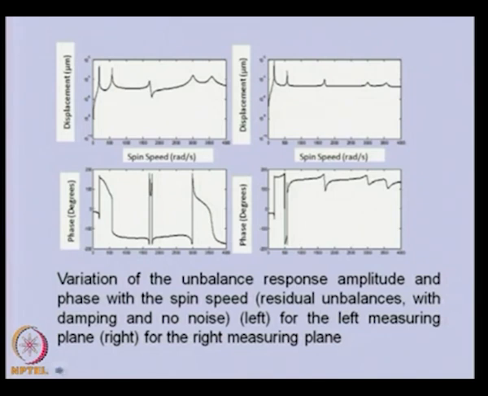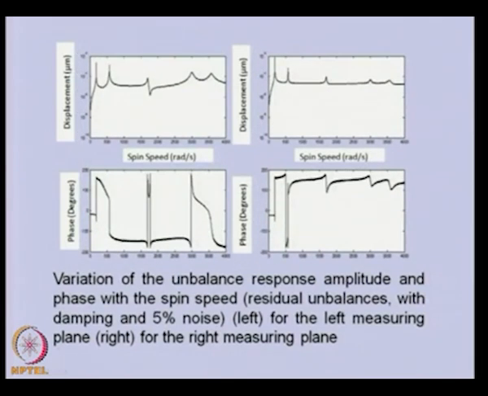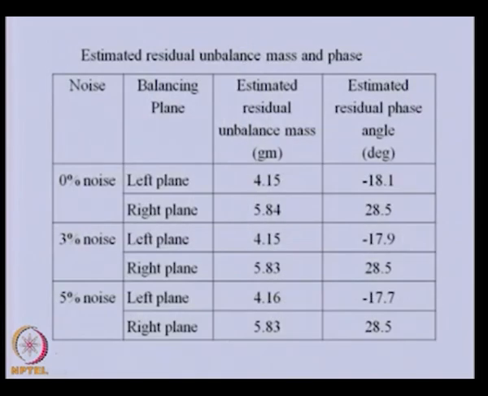So, here there is no damping, and damping is there, but no noise is there. This is the response generated with some noise in the system with the damping, and these are the responses due to the residual unbalance which is there in the system. These are various estimations for various cases, and they are consistent.